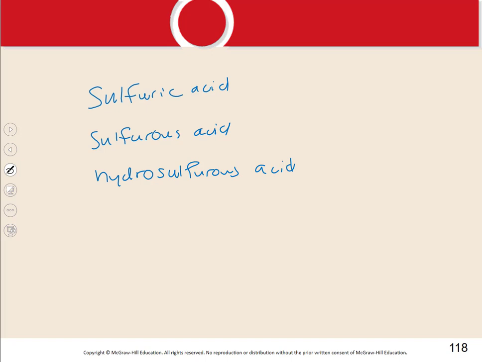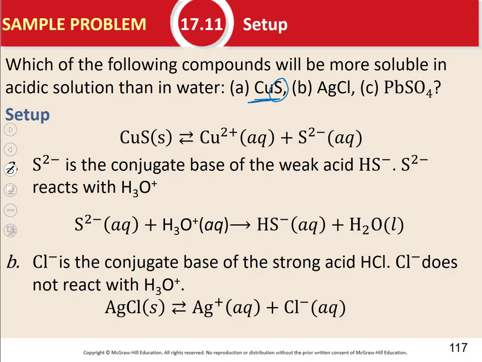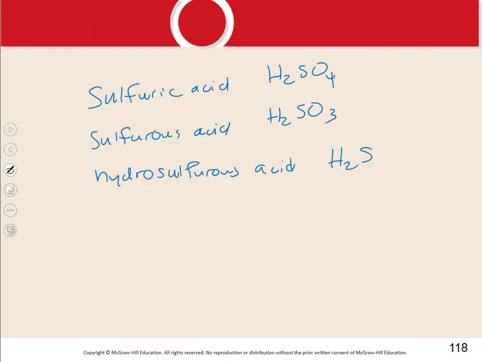What's the formula for sulfuric acid? Good, H2SO4. What's the formula for sulfurous acid? H2SO3. What's the formula for hydrosulfurous acid? H2S. All right. So sulfide is the conjugate of which one of these? H2S. It's the conjugate of H2S, hydrosulfurous. Is that a strong acid or a weak acid? Weak acid. So if this is a weak acid, then sulfide is a what conjugate base? Strong conjugate base.